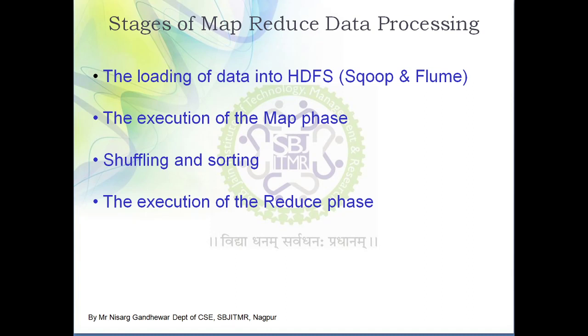In order to extract the structured data from a relational database and store it into HDFS, we are going to use the Sqoop framework. And in order to gather live streaming data, email data, comments, blogs, and all unstructured data, and store it into HDFS, we are going to use Flume. Then the next phase in MapReduce is the execution of the map phase. Later on there is shuffling and sorting, and finally execution of the reduce phase. So these are the 4 stages of MapReduce data processing.